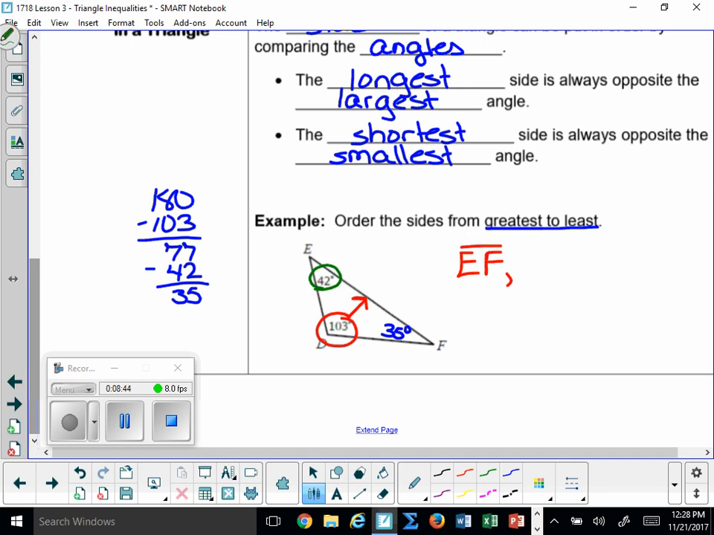Next up, 42 is the next largest. Come directly opposite. That's side DF. And my shortest or smallest angle is 35 degrees. Come directly opposite. That's side DE. Now, if I'm writing that with greater than, less than symbols, I leave off the bars. EF is greater than DF, which is greater than DE. The hardest part of these problems is just reading the directions and making sure you go in the right order. Least to greatest or greatest to least, ascending, descending.